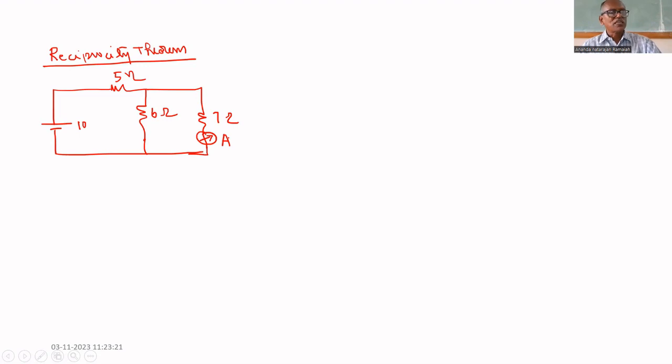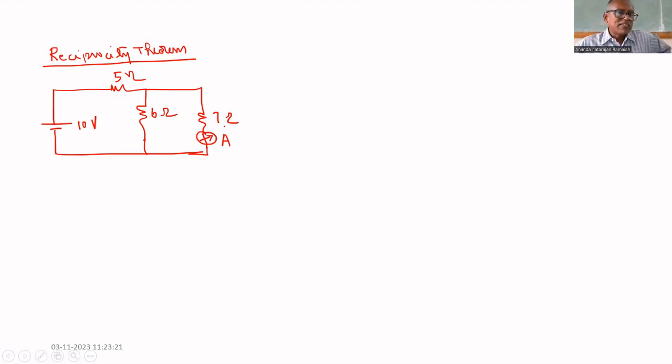Because of this 10-volt source, the response in this 7 ohm is the current through that 7 ohm. If you remove the 10 volt, is there any current in that 7 ohm? No. That's why if you give 10 volt, there will be a response through that 7 ohm.